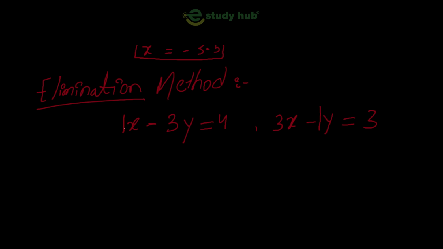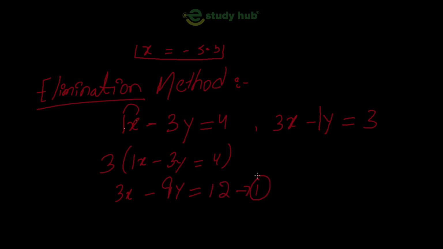So what I'm going to do, I'm going to make the x similar. So you can see that it has 1 with it. I'm going to make it as a 3. What should I do? I will times this equation with 3. So it will be 3x minus 9y equals to 12, right? So this is equation 1 and this is equation, let's say this is equation 2.